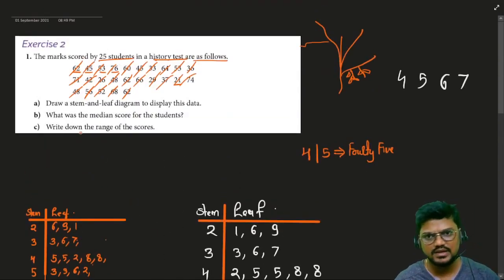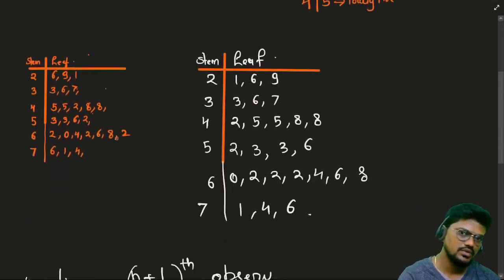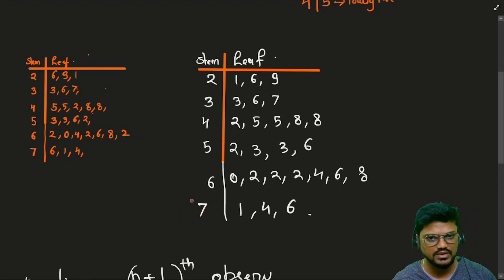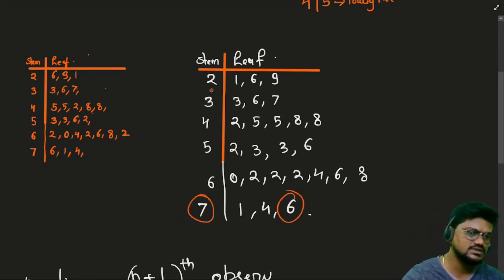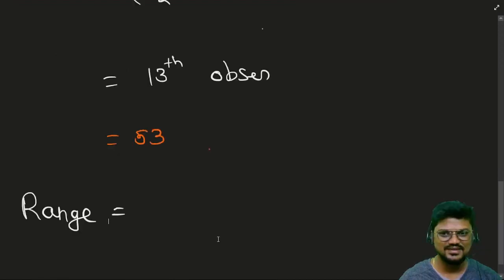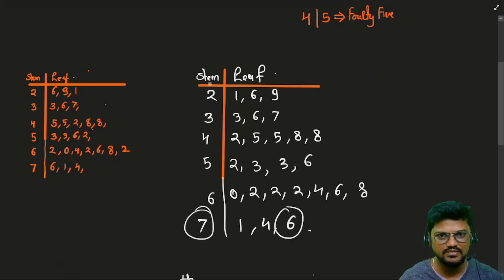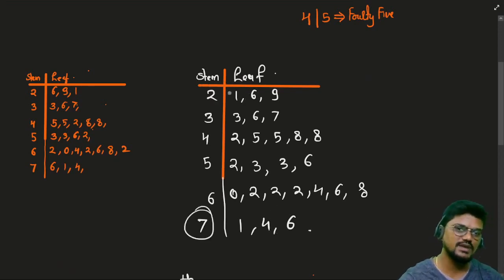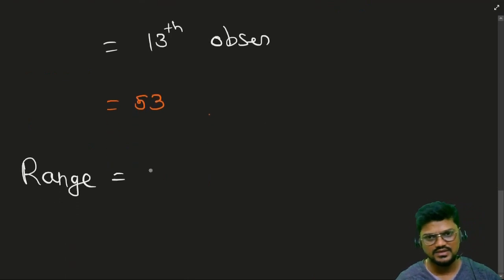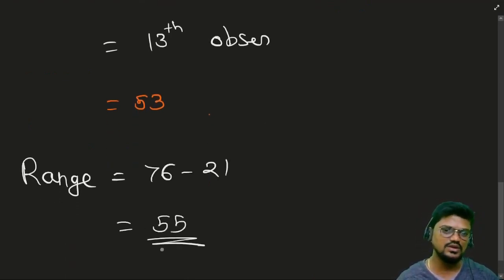The next thing is write down the range of the scores. So the range of the scores is the maximum value minus the minimum value. So the maximum value is 76 and the minimum value is 21. The highest value and the lowest value. The range is 76 minus 21. So 76 minus 21 is 55. So this is what your range is.